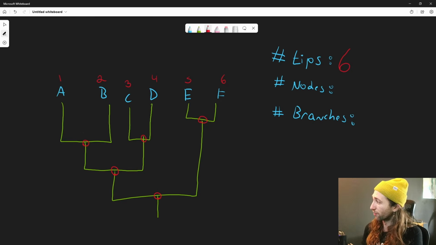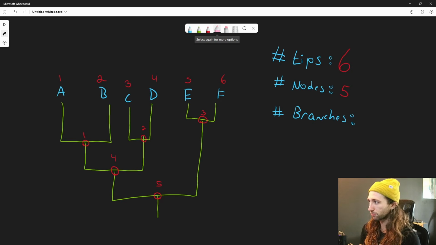And we just need to number these quickly. 1, 2, 3, 4, 5. Awesome. We have 5 nodes on this tree. And now the last one is number of branches. So this one I understand might be a little confusing. So branches, again, are really the vertical components.